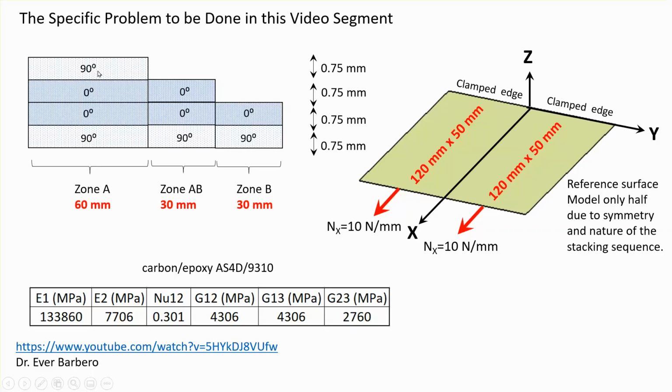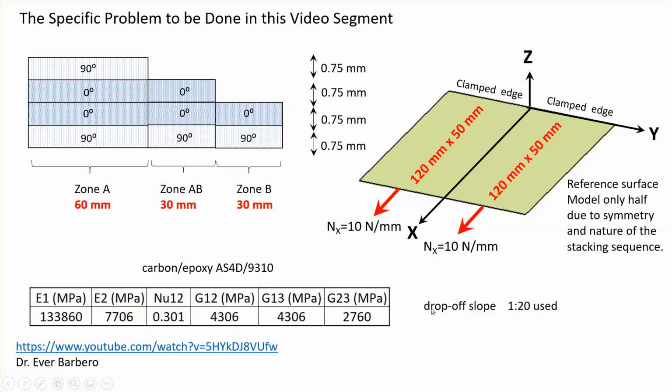Now remember, if you put orientations here which are not 90 and 0, it leads to the fact that this is not a symmetric problem, and you have to model the whole thing, in other words, 120 by 100 millimeter. But because of the nature of these orientations, there is a symmetry, and we need to do only half of this.